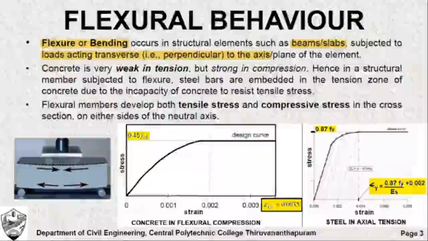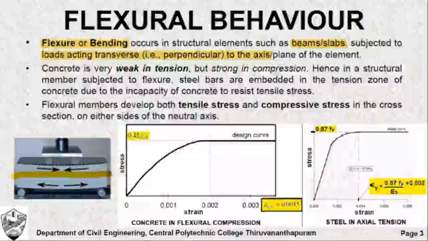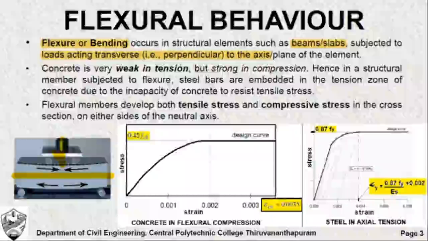You see this structural member, the figure here shows a typical concrete beam. The beam has an axis like this, and when you subject it to loads in the perpendicular direction, the beam bends. And what happens to the beam? When it bends, the beam fibers above the neutral axis tend to come closer to each other and they experience compressive stress. And what about the fibers below the neutral axis? They tend to move away from each other and they experience tensile stress.